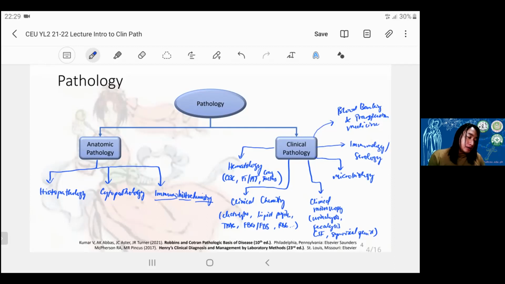And the emerging or relatively new discipline that overlaps with anatomic and clinical pathology would be molecular pathology. So anatomic and clinical pathology, sorry, overlaps with this subspecialty.